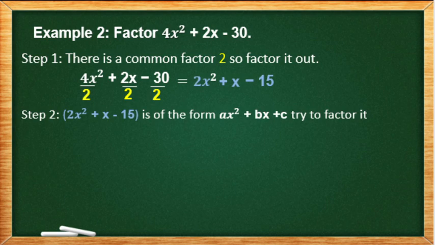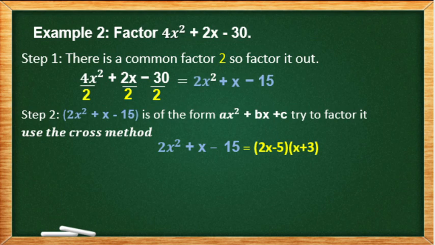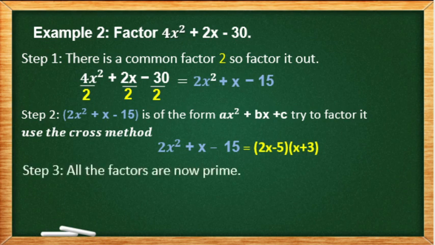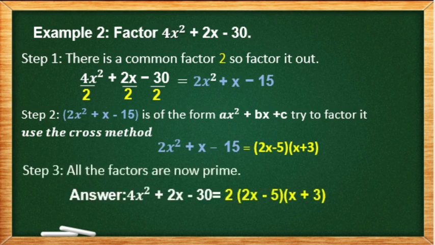Yung nakuha natin 6 and negative 5, we need to divide by 2 para bumalik siya sa dati. So, 6 divided by 2 is 3. Yung 5, hindi kayang i-divide by 2. So, itatabi lang natin yung 2 kay x. So, ang magiging factor, 2x minus 5 and x plus 3. Ayan. Hindi kayang i-divide ni 2 si 5. That's why tinabi lang natin si 2 kay x. So, ang factor niya na ay 2 times 2x minus 5 and x plus 3.